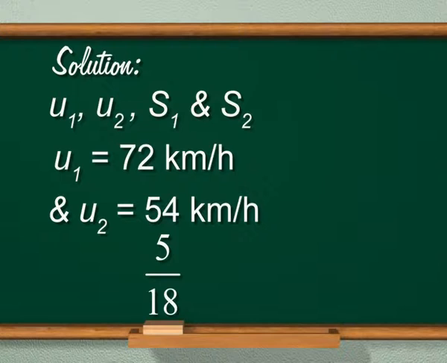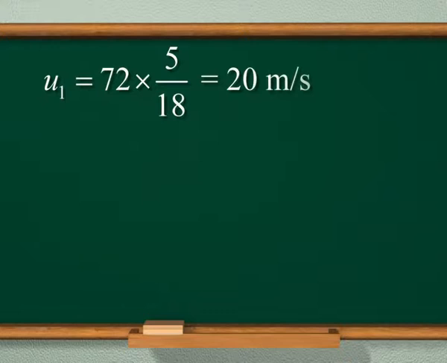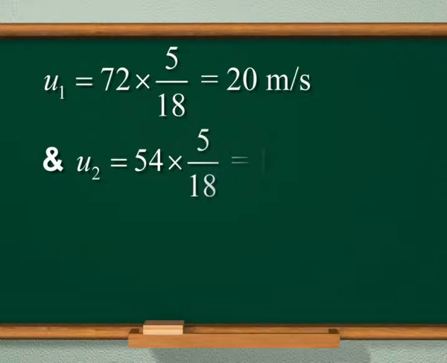Thus the initial velocities of the two cars in terms of meter per second are u1 is equal to 72 into 5 by 18, which is equal to 20 meter per second, and u2 is equal to 54 into 5 by 18, which is equal to 15 meter per second.